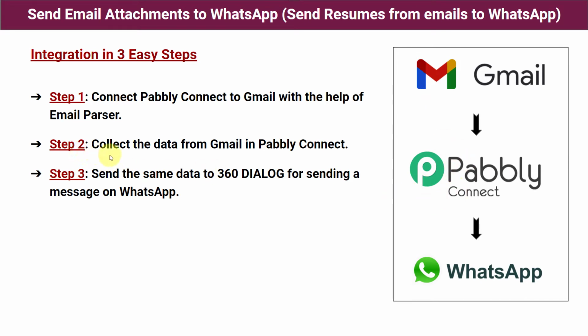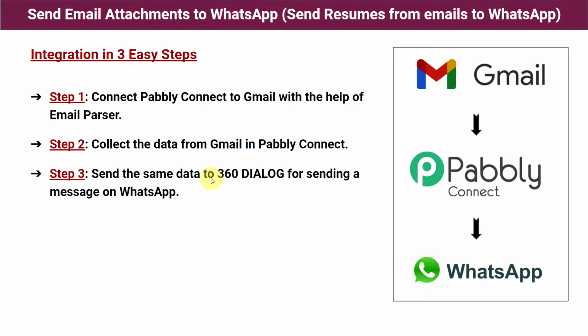And step 2 is collect the data from Gmail in Pabbly Connect. So in the second step, we are going to collect the data we have received from Gmail to Pabbly Connect here. And in step 3, send the same data to 360 dialog for sending a message on WhatsApp. So in the third and final step, we are going to send a message on WhatsApp, and to do that, we are going to use another application which is called 360 dialog. I'll tell you what 360 dialog is later on in this video.